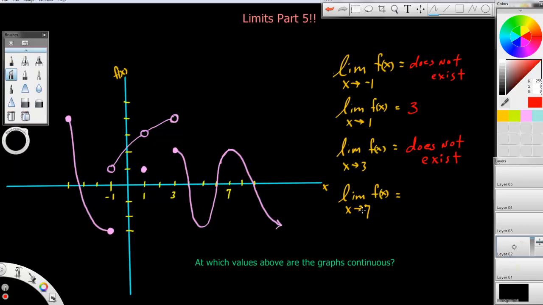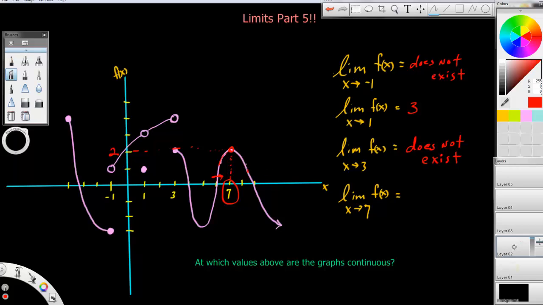All right. Probably the easiest one on the page, but often missed, is at 7. At this point, what is the value of the limit as x approaches 7 from both directions? As we approach it from the left-hand side, it would go up this graph and approach this point right here. This would match up like this and go over to here. And that would be 2. This is the value 2 here.